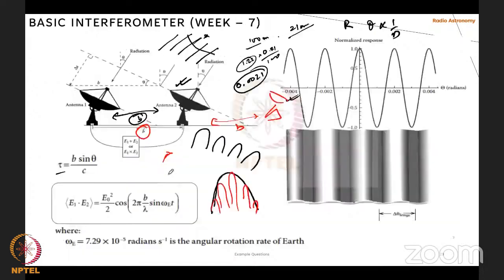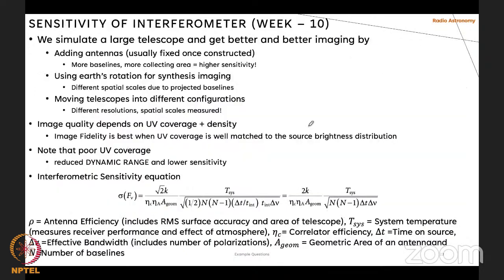So now I termed a thing called UV coverage. Now UV coverage is due to the rotation of the Earth. Now, if you have an antenna structure over Earth, like say you have 2-3 antennas like this, now Earth is rotating. What will happen? You will sample the sky.